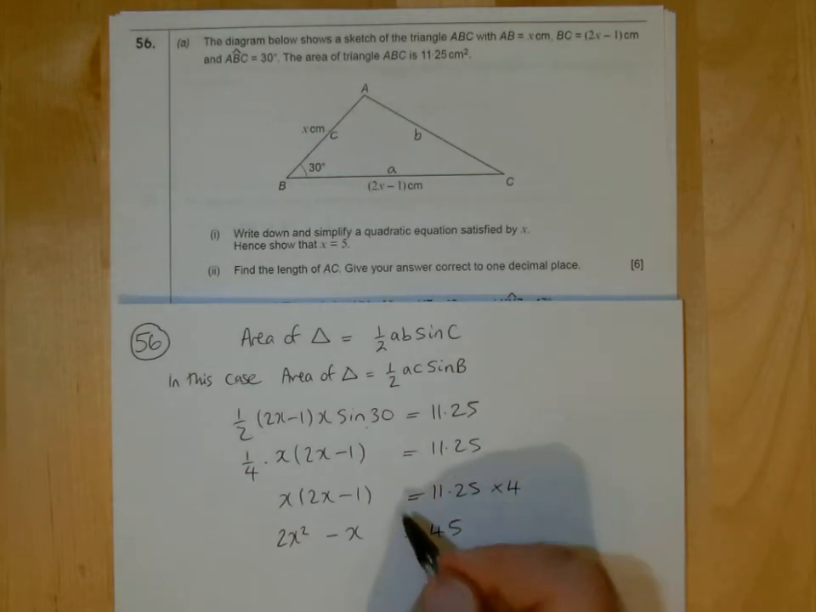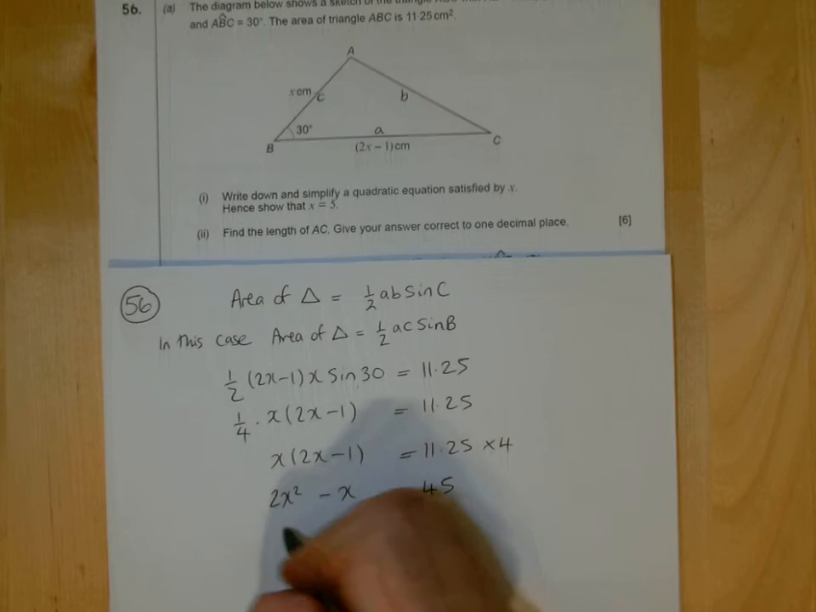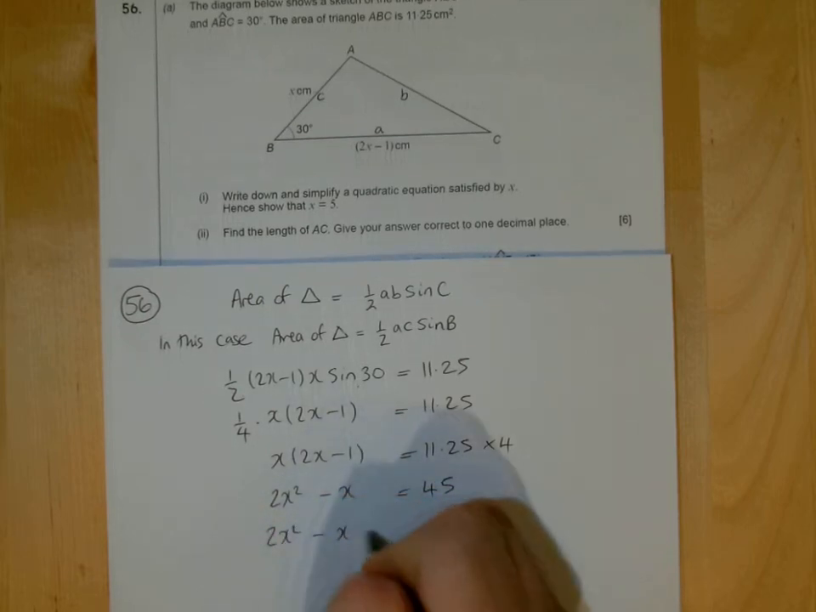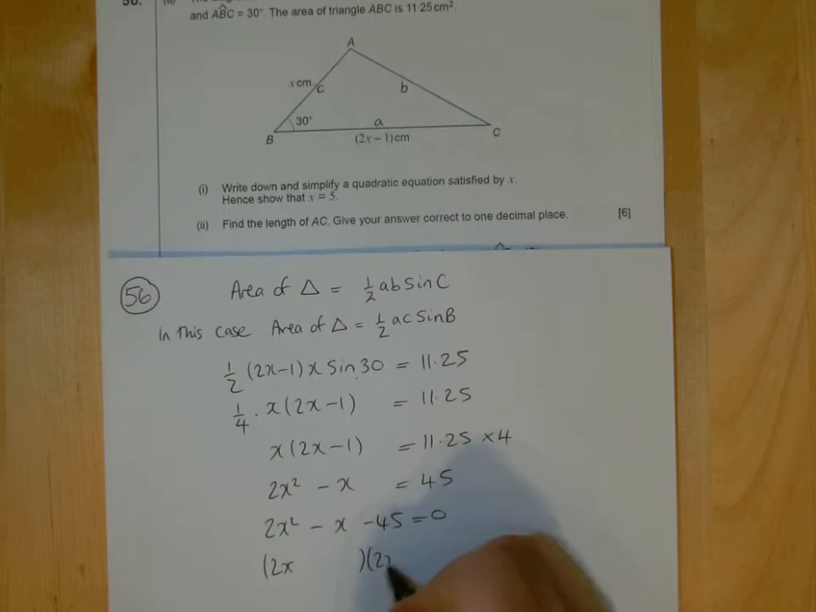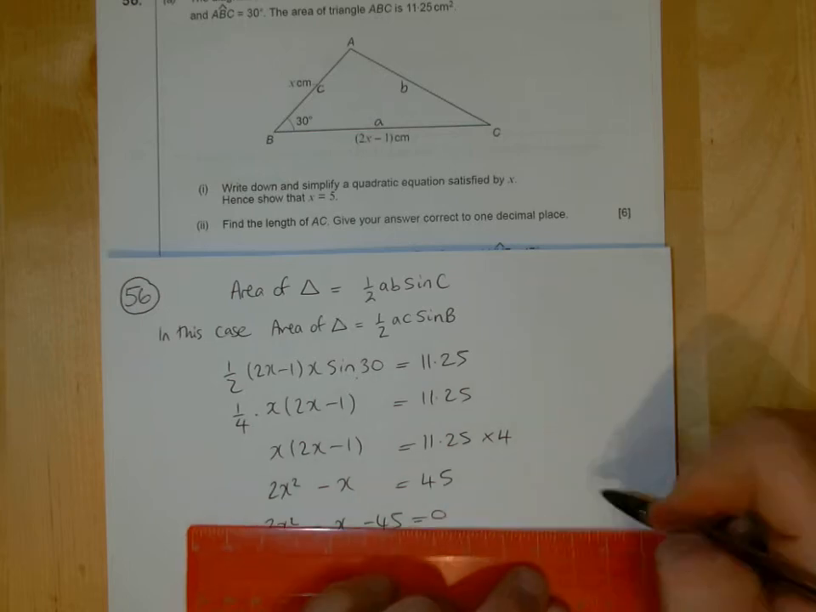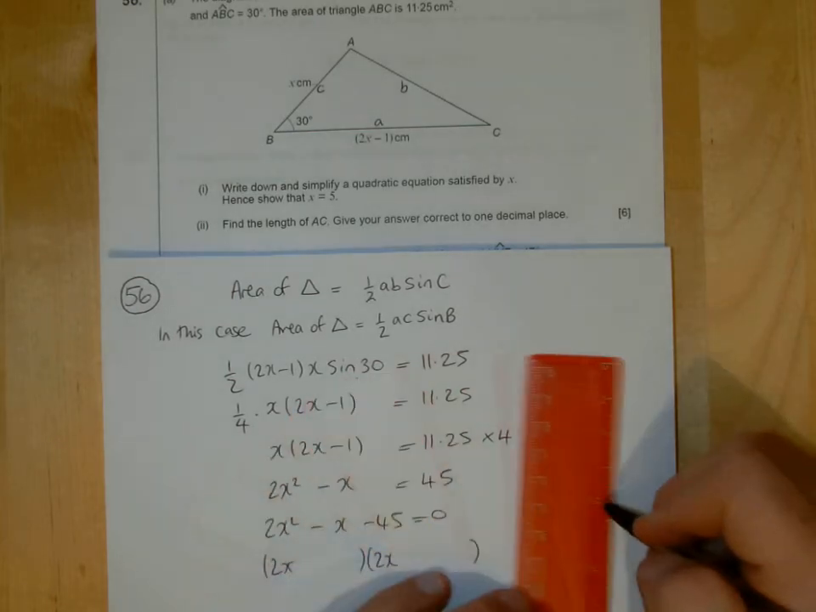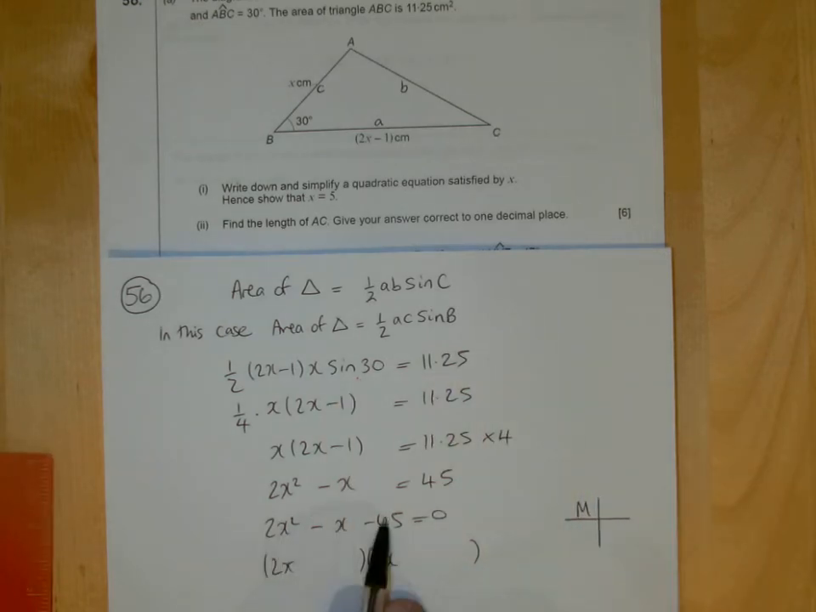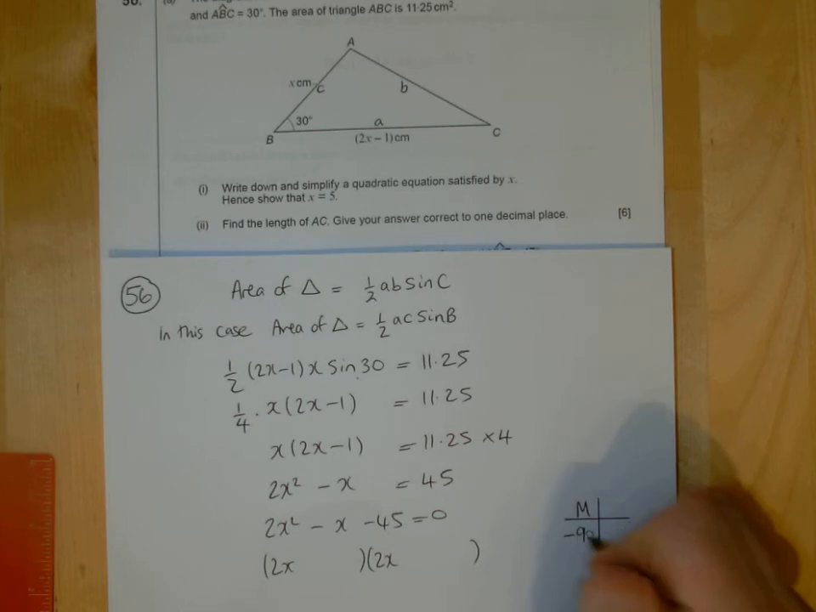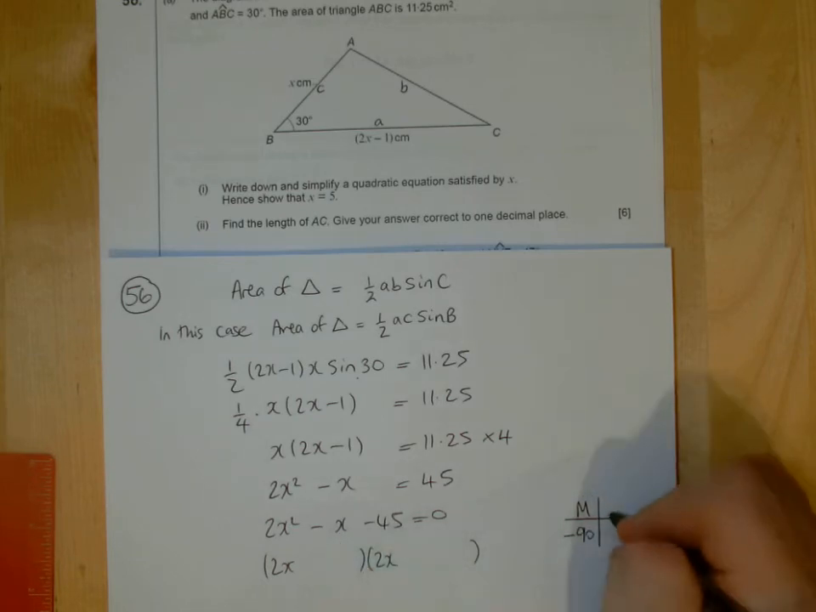Okay, and you can see we've got a nice quadratic. When I take the 45 over the other side, we're going to solve it. When we solve it, we'll have two brackets. So remember, we'll put 2x in both of them, and the multiply-add thing over here. Now we need to get them to multiply to be, well, 2 times minus 45 is minus 90, and add up to give the number here, which is minus 1.